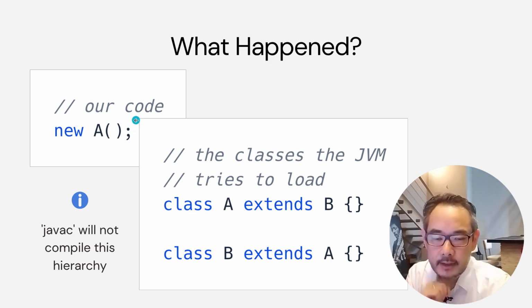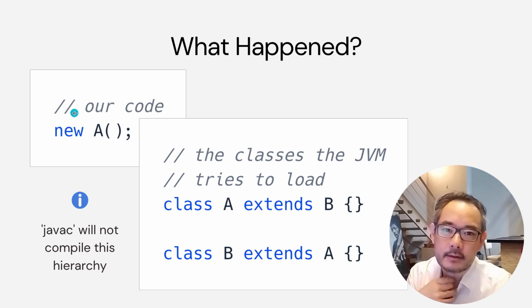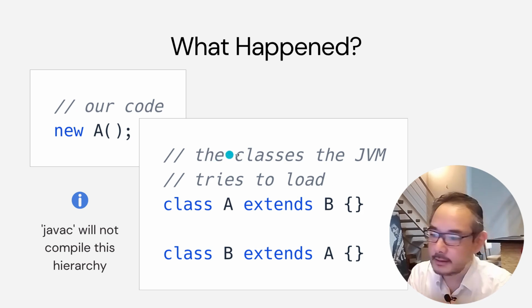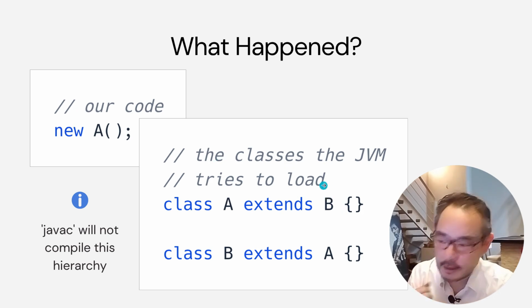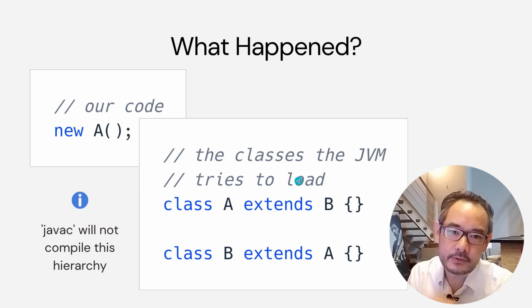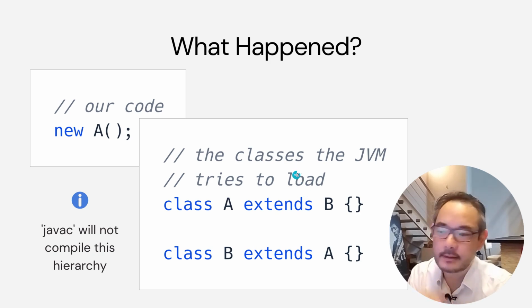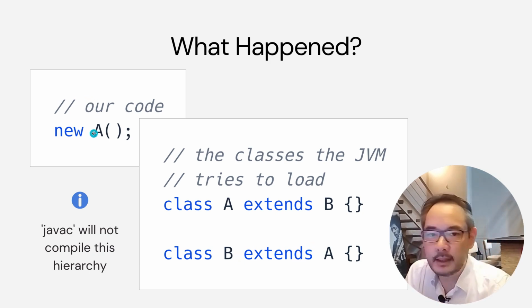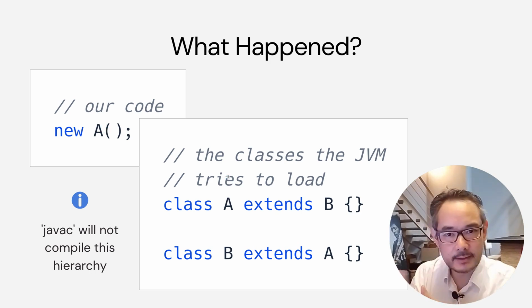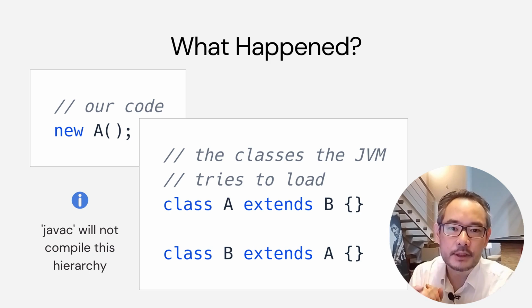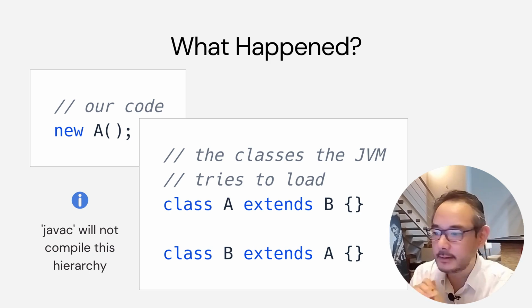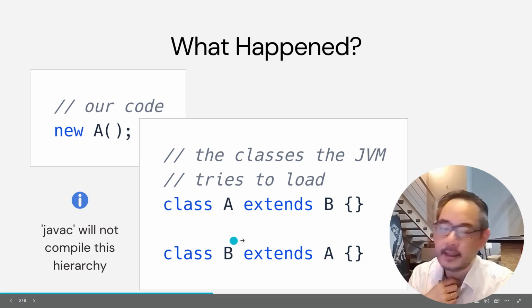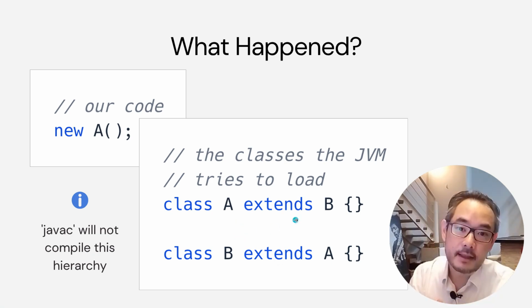So in our code, we were trying to create an instance of the A class. The A class extends the B class, but we use the B class from the second step, and the B class from the second step extends A. So when the JVM tries to load the class to create this instance, it looks at the class and, oh, okay, I have an A class which has the B class as the superclass. So it tries to load the class file for the B class. But then it sees that the superclass of the B class is the A class.